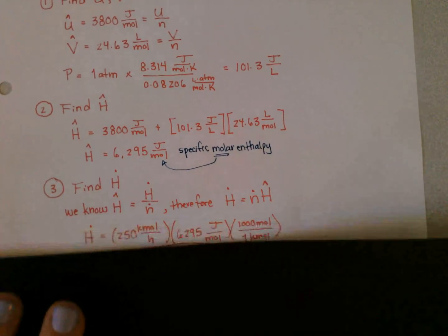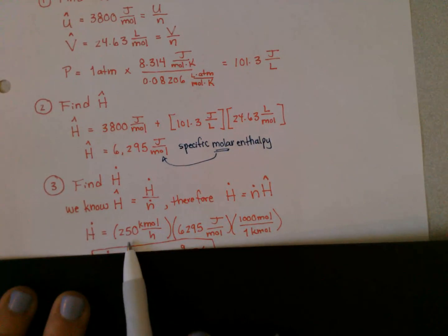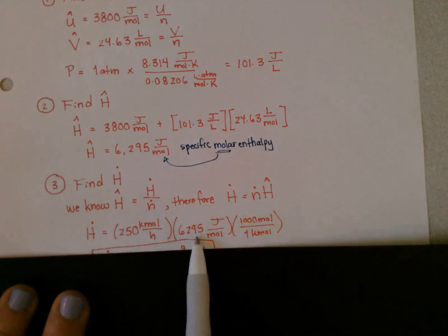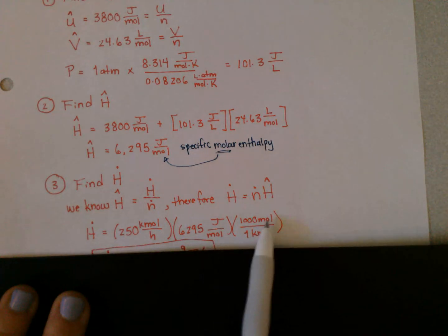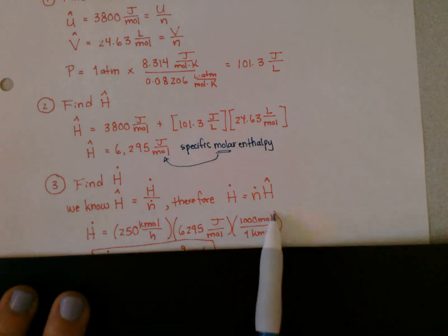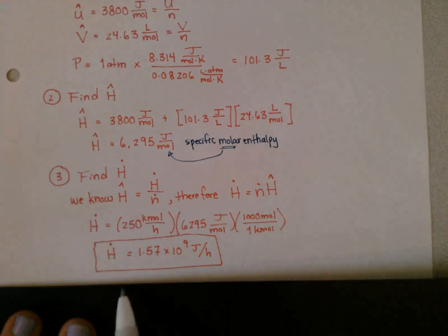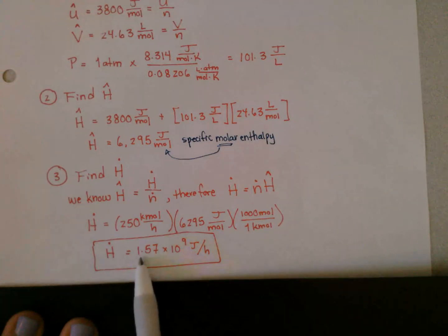That's important. So let's take our numbers. Let's take our 250 kilomoles per hour that's given in the problem. Let's take that number we just found for specific molar enthalpy. Let's make sure that we have either moles or kilomoles, not both. So let's make sure that we translate by using this unit conversion. And then we find that the enthalpy flow in the system is 1.57 times 10 to the ninth joules per hour.